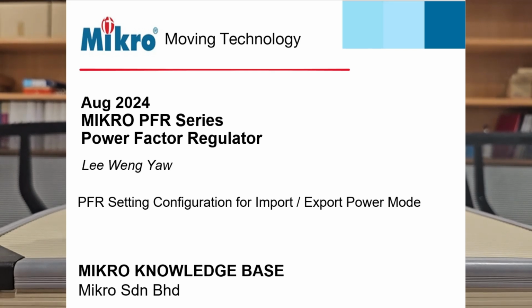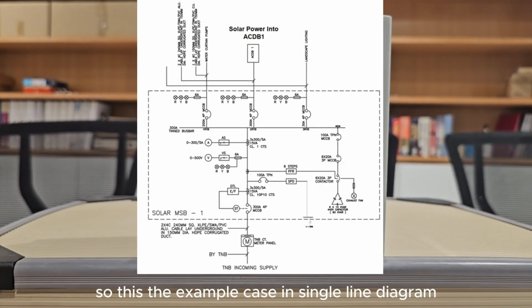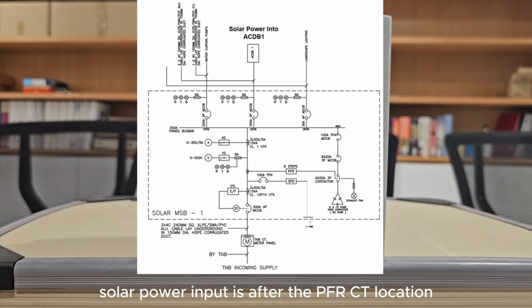This video is to show how to configure the setting for PFR with the import or export power condition in the power systems. So this is the example case in single line diagram, in which the solar power is fed into LVDB1. Solar power input is after the PFR CT location, whereby this will cause the PFR CT to detect power flow in two directions, which is import or export.